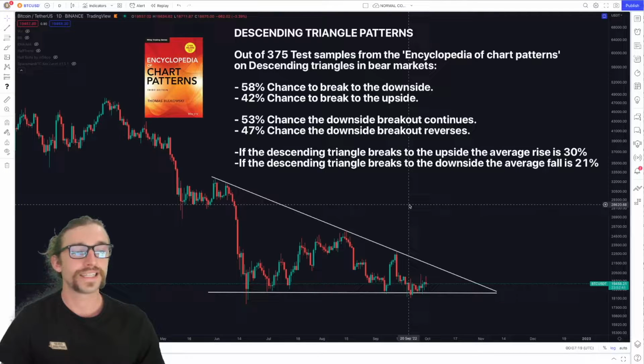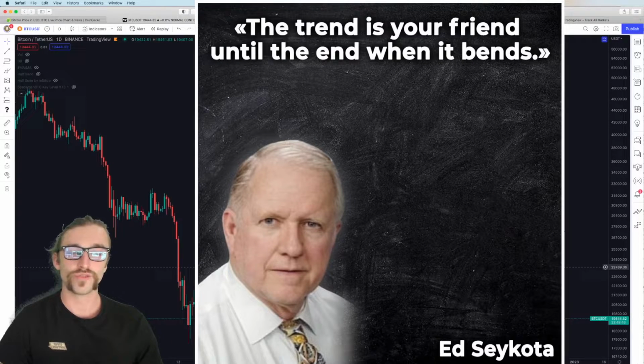If the descending triangle breaks to the upside, the average rise is 30%. If it breaks to the downside, the average fall is 21%. So obviously 58% is not the most compelling odds, but if you're a statistics and probability geek like myself, then 8% is 8%. As we close out the more unwanted reality of this analysis, where the statistical probabilities weigh slightly more to the downside in terms of chart patterns and the fact that the trend is down, we see this quote in front of us from Ed, that the trend is your friend until the end when it bends. And when is the end? That is the question that we will be moving into right now.